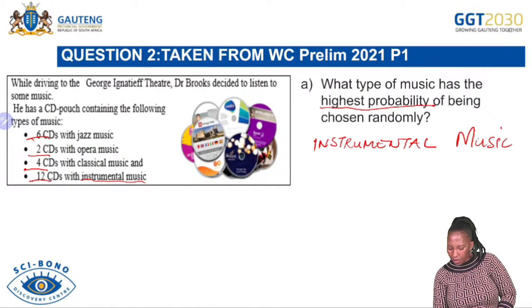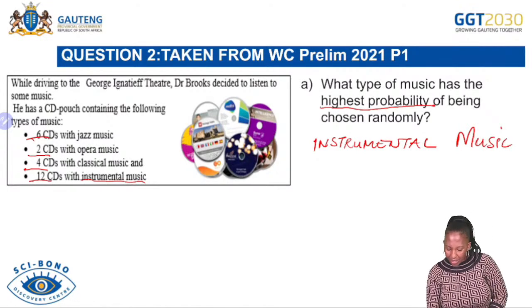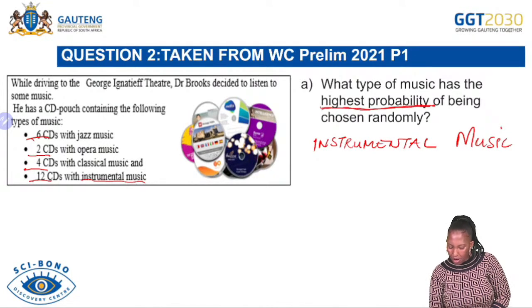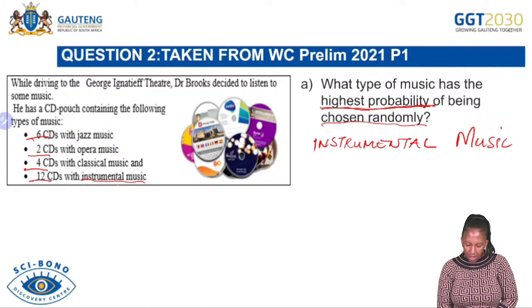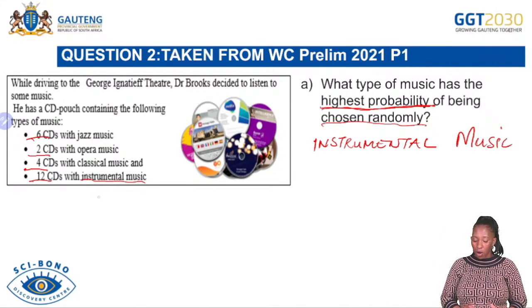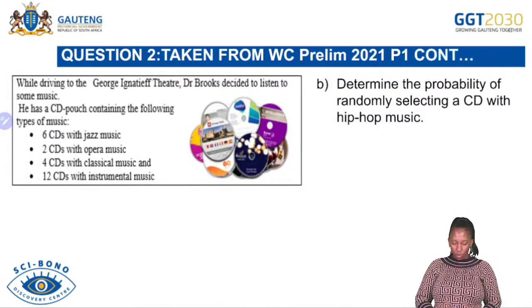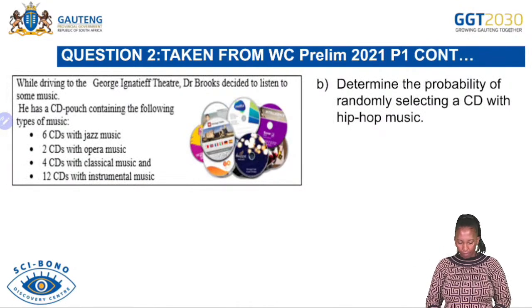So now it's so easy. You are just reading the information, because they said highest probability of being chosen randomly, and this instrumental music has more CDs in the CD pouch. There is a greater likelihood, a greater chance, of it being chosen because it has more.